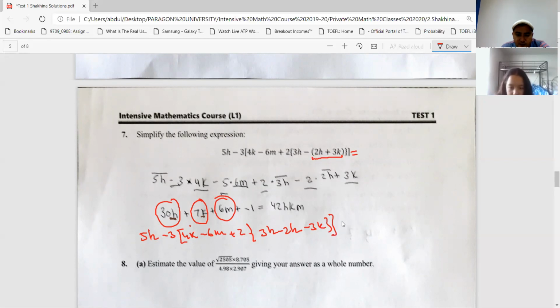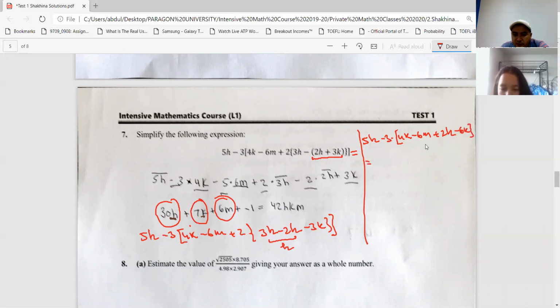So immediately we have to simplify this. Let me just continue here. 3h minus 2h, that's equal to only h, right? So here we have only h. Now if you multiply each by 2, what we have here? 5h minus 3 times, here we have 4k minus 6m. Now multiply 2 by h, that is plus 2h, multiply 2 by minus 3k, minus 6k.